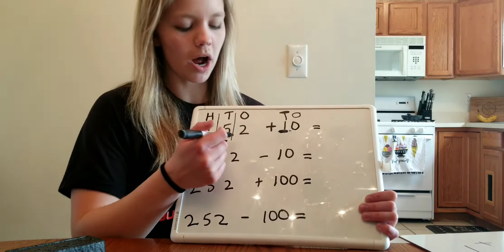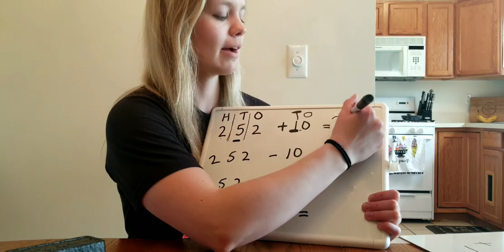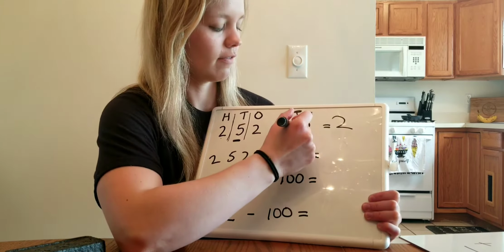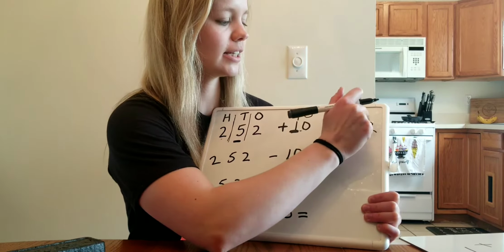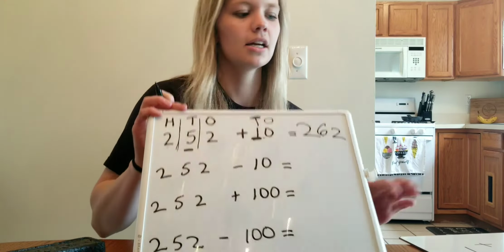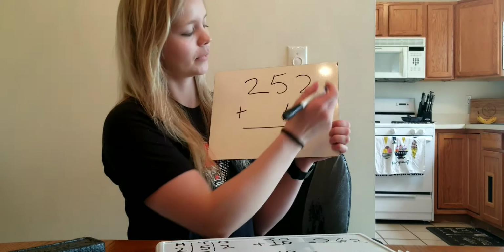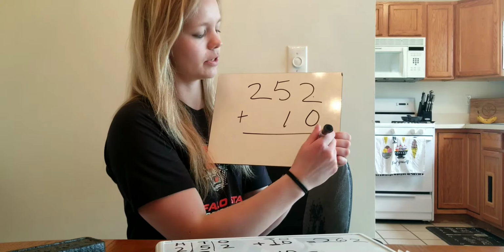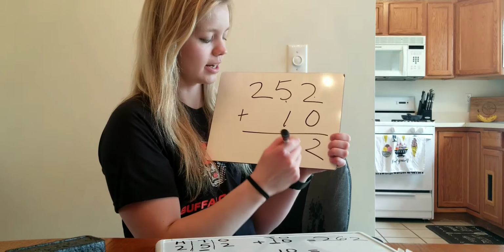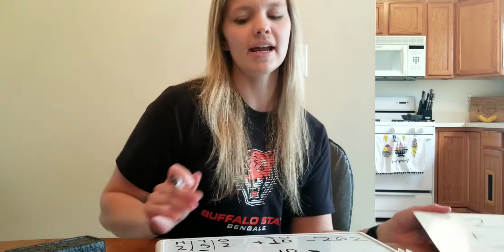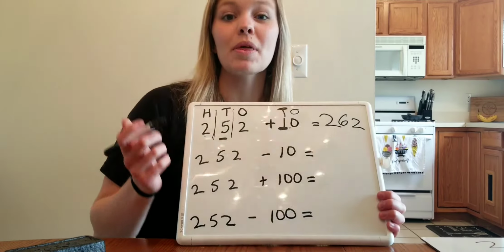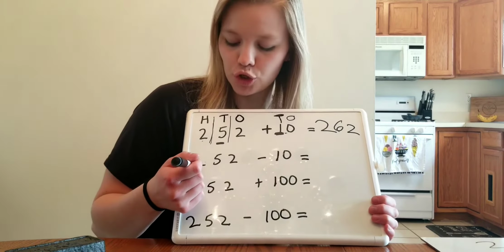So instead of 252, now we would have 200, 5 plus 1 is 6, 262. Okay? Now if we check this over here, we can add our columns. 2 plus 0 is 2, 5 plus 1 is 6, and then bring down our 2. We get the same thing. All right? Same thing works with a minus 10.